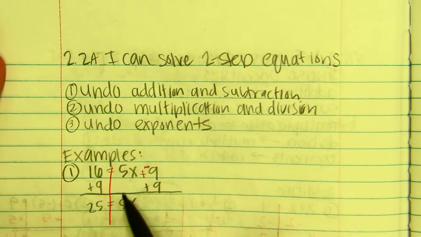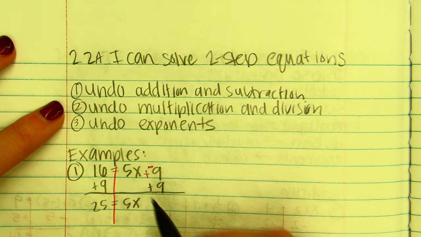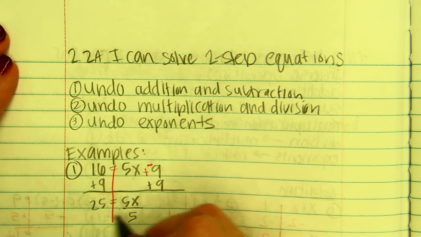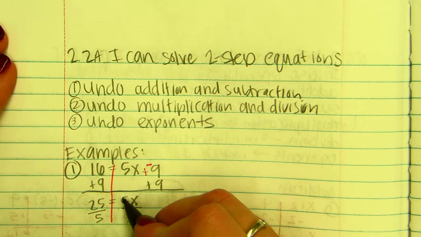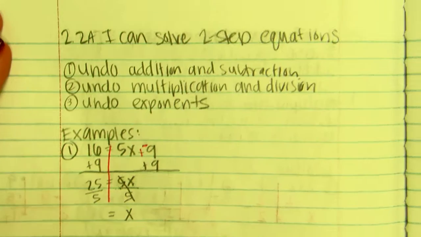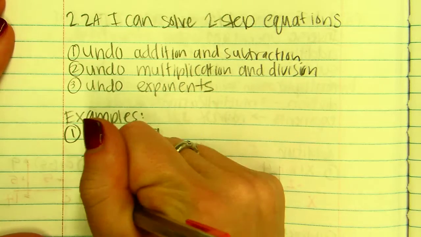Now I need to undo multiplication. That's my step 2. So the opposite of multiplying by 5 is dividing by 5. 5 divided by 5 is 1. So I get x equals 25 divided by 5 is 5.